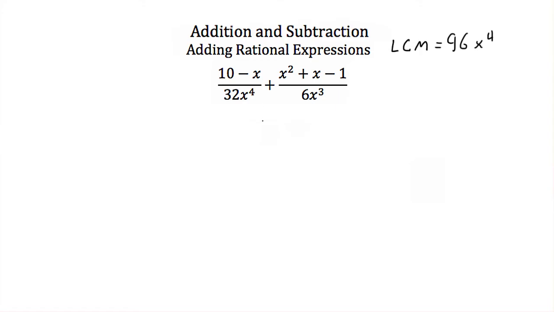So what we're going to do is make both of these rational expressions have the same denominator, and that denominator is going to be 96x to the fourth. So how do we make 32x to the fourth equal 96x to the fourth? Well, to make it equal that, we're going to have to multiply it by 3. But if we multiply our denominator by 3, we have to multiply our numerator by 3. Otherwise, we change the value of this expression.